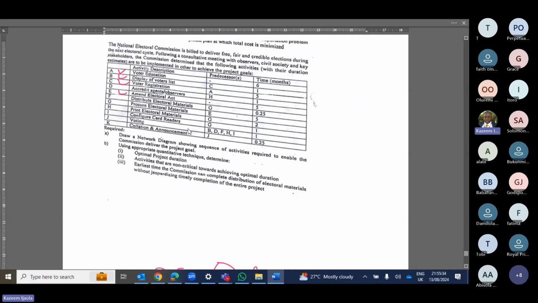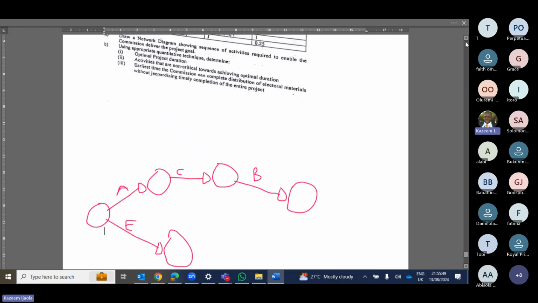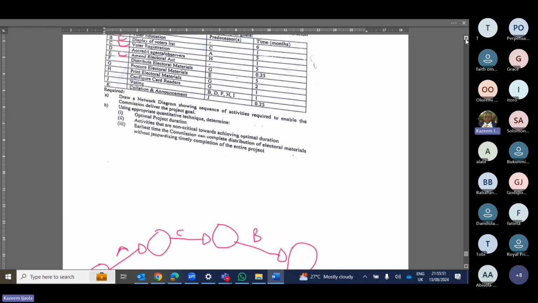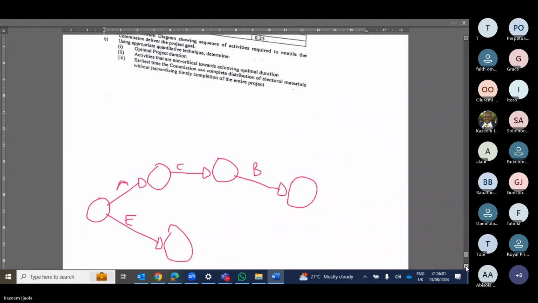Remember that B, D, F must meet. So if I'm drawing my F from G, I must make sure that it meets with my B. But I can't even draw F because I don't have G, right? We can't draw F because we don't have G. Then G is from where? It's from E. So I can draw my G first of all.